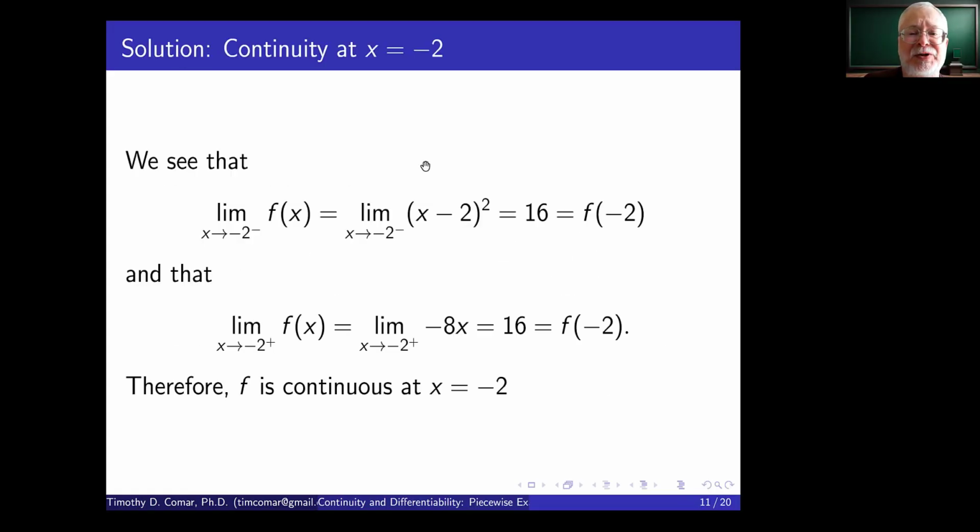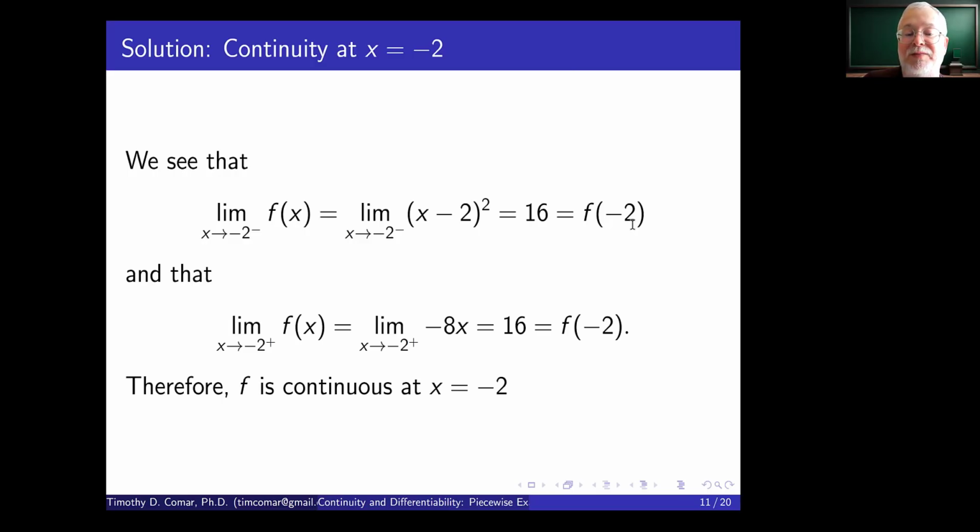So we're first just going to look at continuity at x equals -2 here. Again, if we're going to look at the left-hand limit at -2, we're going to use the appropriate definition of the function on the interval where x is less than -2 over here, and that's the (x minus 2) squared. The limit here comes out to be 16, which is the same as the function value.